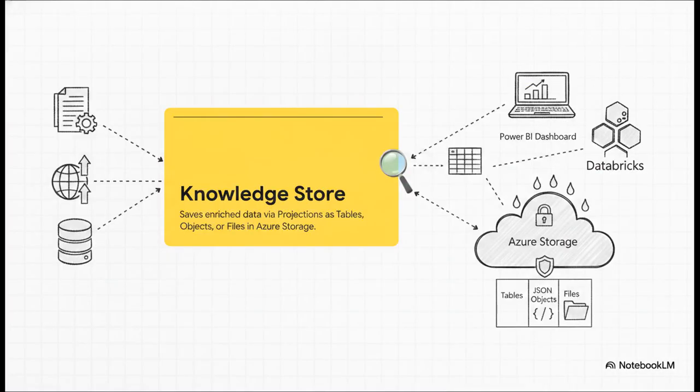But what if you want to use all that amazing AI-enriched data outside of Azure AI Search? Like, what if your data science team wants to run Databricks on it, or the business folks want a Power BI dashboard? Well, that is exactly what a knowledge store is for. You configure a knowledge store using projections directly within your skill set. It independently saves your enriched data structures as tables, JSON objects, or files straight into Azure Storage. It effectively isolates the enriched data from the search index, persisting it for all those downstream enterprise applications. It's just a brilliant architectural pattern to really maximize the return on your AI processing.